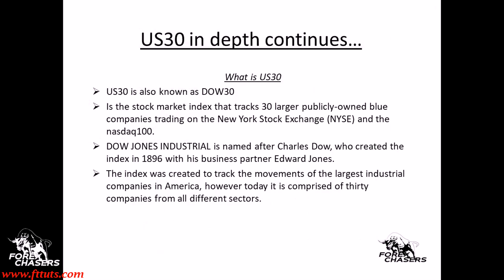It is a stock market index that tracks 30 large publicly owned blue-chip companies trading on the New York Stock Exchange, NYSE, and Nasdaq 100. The Dow Jones Industrial is named after Charles Dow, who created the index in 1896 with his business partner Edward Jones. The index was created to track the movement of the largest industrial companies in America.